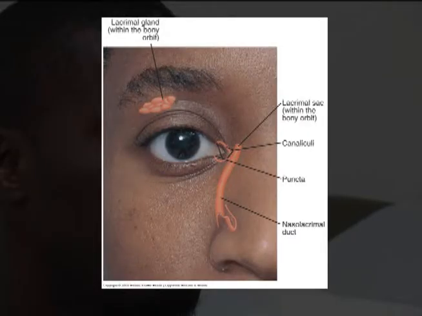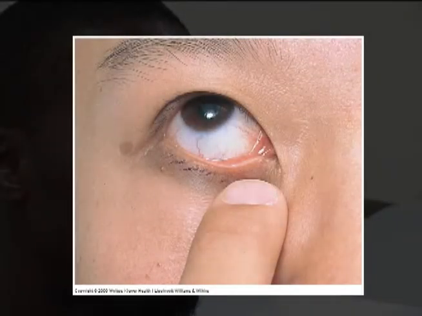The lacrimal apparatus consists of the lacrimal glands with the excretory ducts, the lacrimal puncta, the lacrimal canaliculi, the lacrimal sac, and the nasolacrimal duct. The only visible portion is the punctum. Examine the upper outer margin of the orbit to detect any swelling of the lacrimal gland.